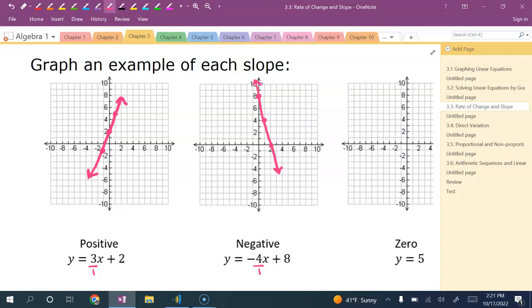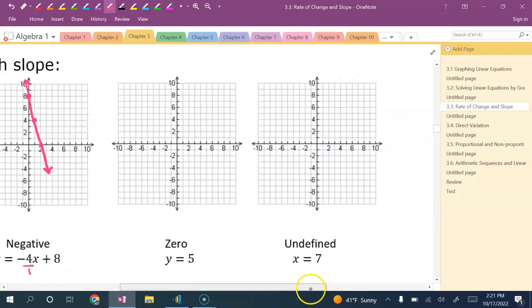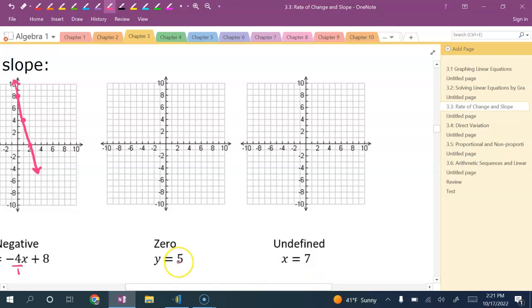Now these next two types of slope are kind of a special case. If you notice on this one that's called zero slope, there is no x. It just says y equals 5. So what that would look like is you're going to go up to 5 on the y-axis, and it's going to be a straight line that goes through that point. So it's not going to have any movement like going positive or negative. It's going to be just a flat horizontal line, which means that it has no slope or zero slope.